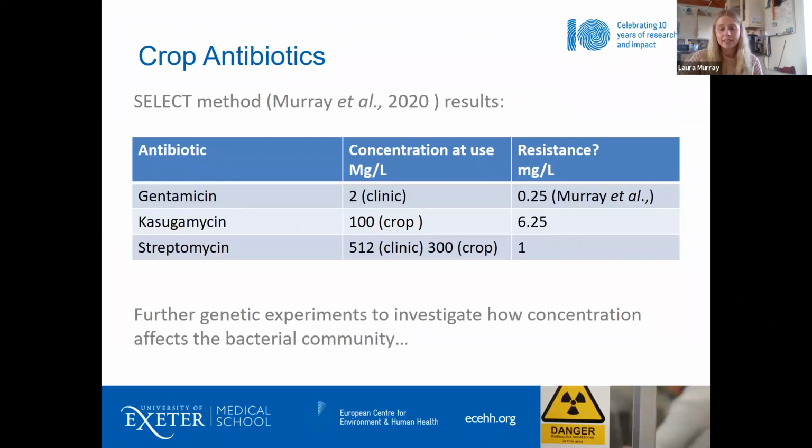Currently, I'm comparing a clinical antibiotic, one used on crops and one known to be used in both circumstances. This table shows usage concentrations and the lowest concentration resistance may be selected for. This was worked out from lab experiments and is lower in all cases. Using these concentrations, I'm conducting experiments to investigate community changes and gene increases.